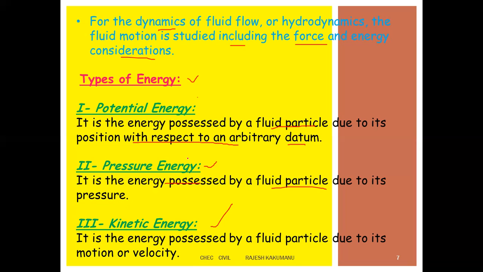So why are we discussing this? In this unit 4, we are discussing flow meters. In that, we have three types of meters: orifice meter, pitot tube, and venturi meter. These three are applications of Bernoulli's equation. That's why we need to study the three types of energies: potential energy, pressure energy, and kinetic energy.